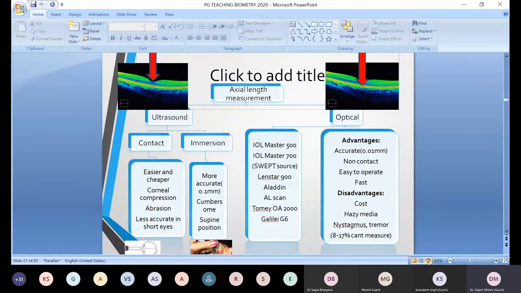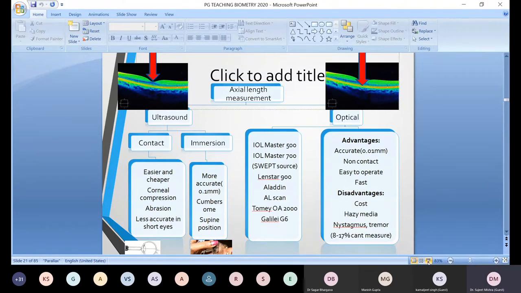The contact method is easier and cheaper. There is corneal compression, abrasion is there, and it is less accurate in short eyes because what you are doing is compressing the cornea. So in shorter eyes, those errors will be exaggerated. Immersion is better than the contact method, always better. It is more accurate, a little bit cumbersome.